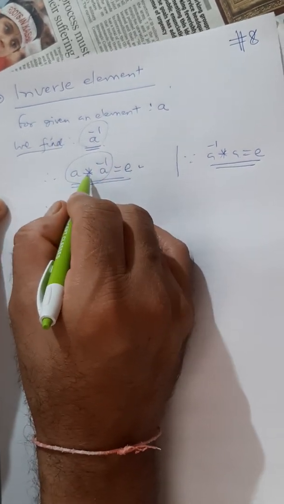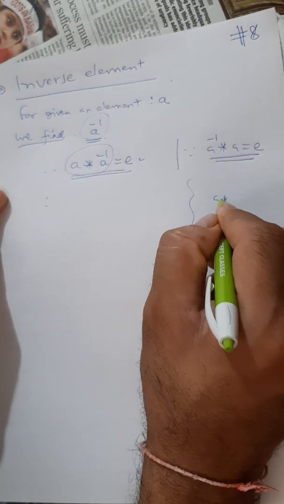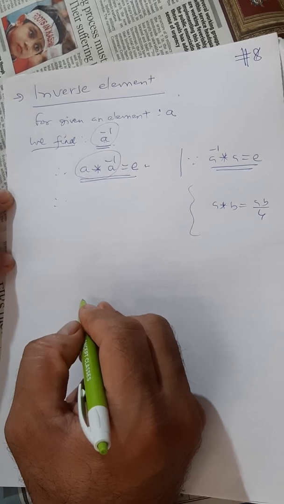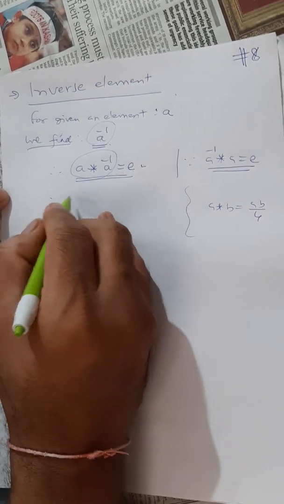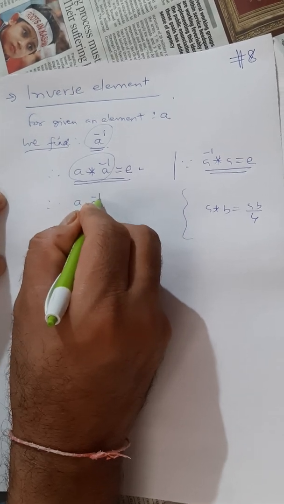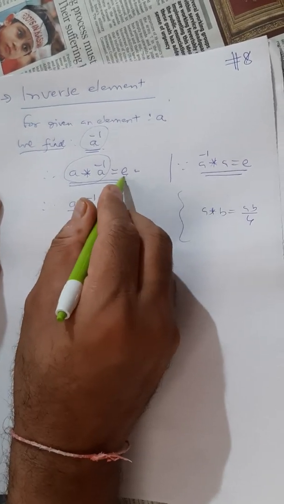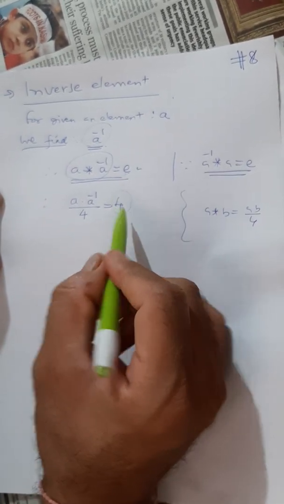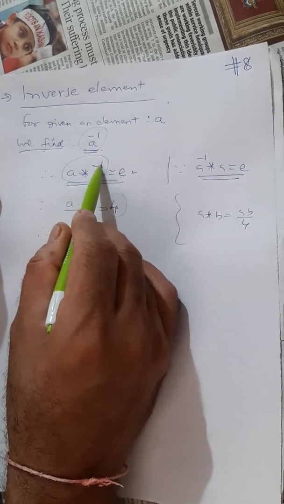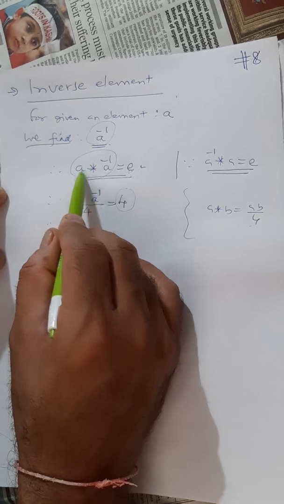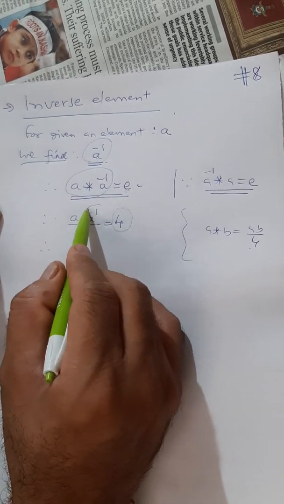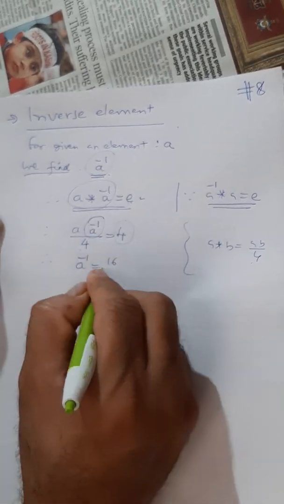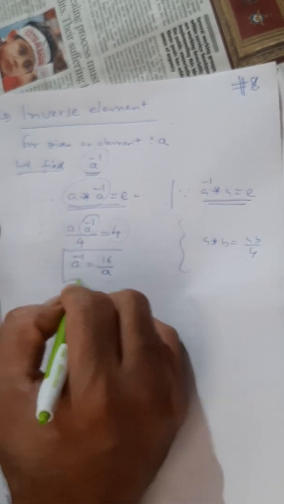Now what is A asterisk B? You recall, A asterisk B is AB by 4. This is given to you in the question. So here what you will get is A into A inverse by 4 equals E, but E we found is 4. To get the inverse you must have identity, which we did in the previous part. So A into A inverse by 4 equals 4. We are interested in finding A inverse, so A inverse will be 4 into 4, 16, and A will come down. So this is the formula for inverse.